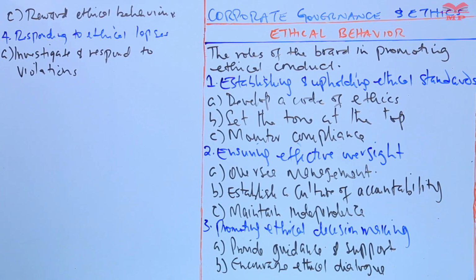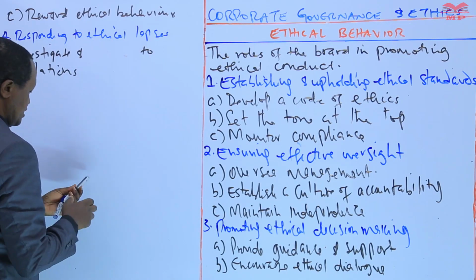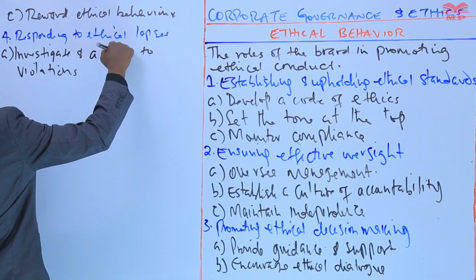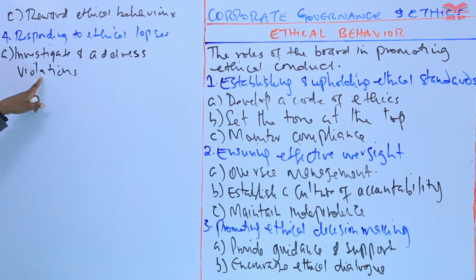The board should promptly and thoroughly investigate any allegations of ethical violations, and if violations are found, the board should take appropriate disciplinary action and implement measures to prevent future occurrences. That is one way to respond to ethical lapses. Investigate and address violations. It's the role of the board to investigate and to address violations.